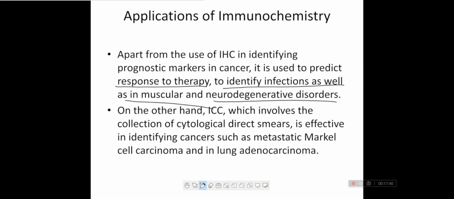On the other hand, ICC, which involves the collection of cytological direct smears, is effective in identifying cancer such as metastatic marker, squamous cell carcinoma, and lung adenocarcinoma. Clear? ICC is used in metastatic marker, cell carcinoma, and in lung adenocarcinoma. These are the applications of immunochemistry.